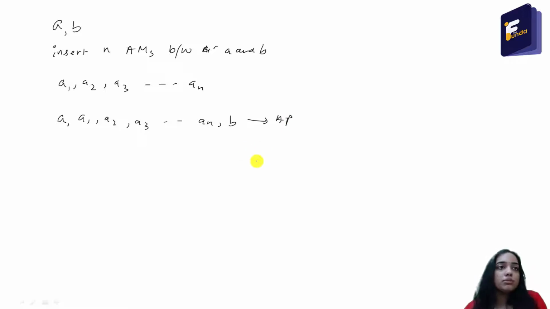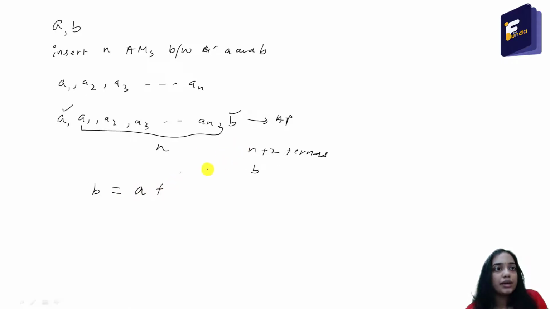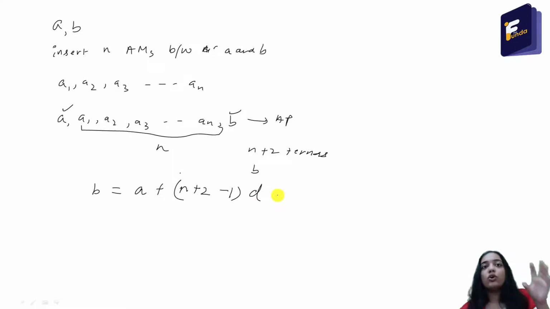What is the total number of terms in this AP? These are n terms, and these are two extra terms. So the total is n plus 2 terms, and the last term is B. So last term equals A plus n minus 1 into D, where n is n plus 2, so it is n plus 2 minus 1 into D. This I am doing to find the common difference in terms of A, B and n.